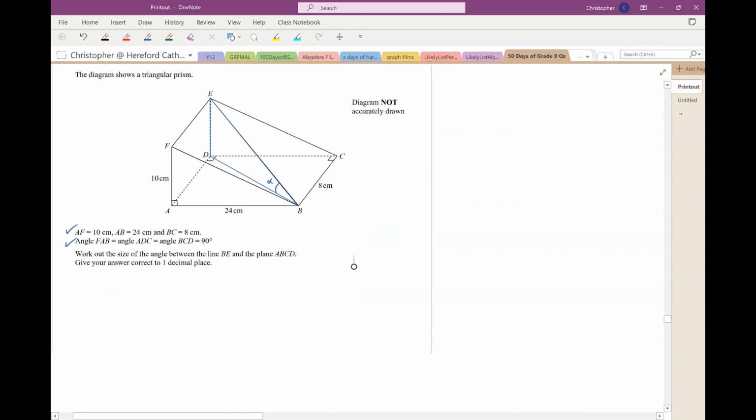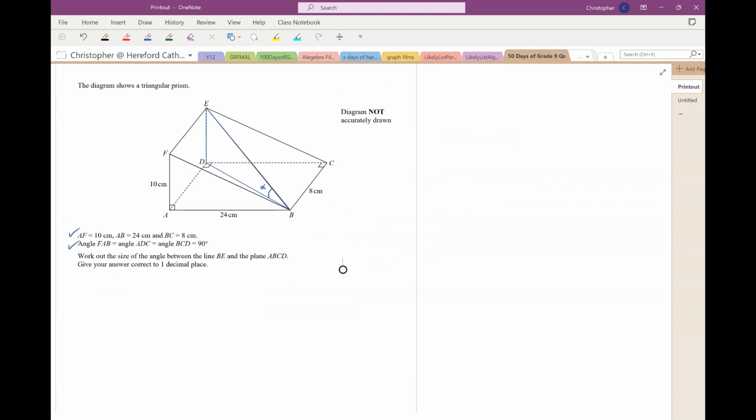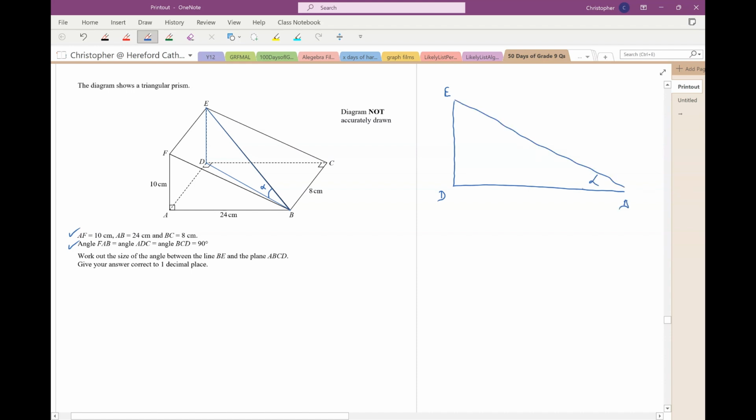Now let's have a look at that triangle there. It's going to be the triangle that goes from E down to D and across to B. There it is. Now that's the angle I'm looking for, my target angle. Do I know any of those sides? Oh, I know ED, don't I? Look, I know that's 10. So ED is 10. I'm wishing that I knew DB now.